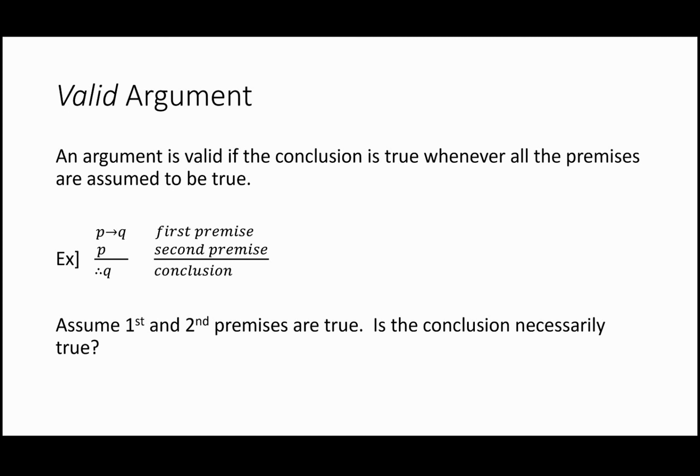If the answer is yes, then we have a valid argument. If there's any instance in which the premises are true, but in that same case the conclusion is false, then the argument is invalid. It doesn't matter if it also has a case in which the premises are true and the conclusion is true. Okay?